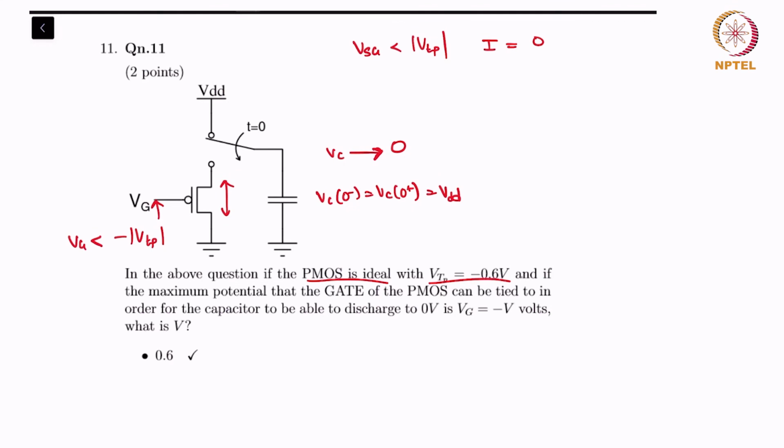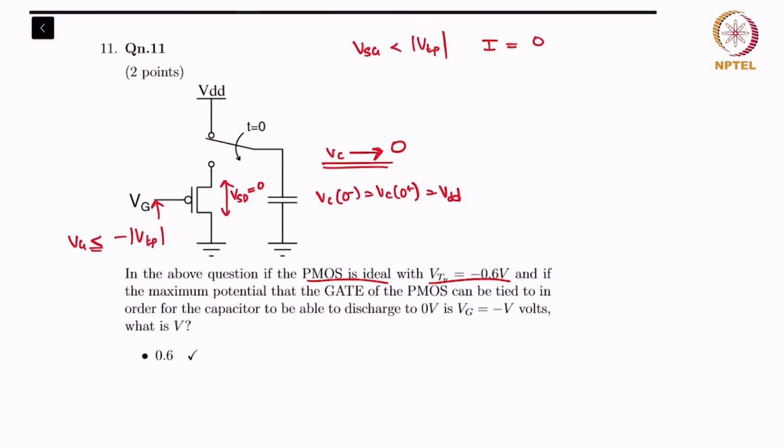In this case, for any Vg that is less than minus 0.6 volt, you will find that the capacitor will discharge all the way to 0. It will discharge until the VSD becomes equal to 0, because for 0 VSD, in the linear region, if you plug in VSD equal to 0, you will find that the current is 0. So it will only discharge all the way to 0 volt, right? And this will happen for any Vg less than or equal to minus mod VTP.